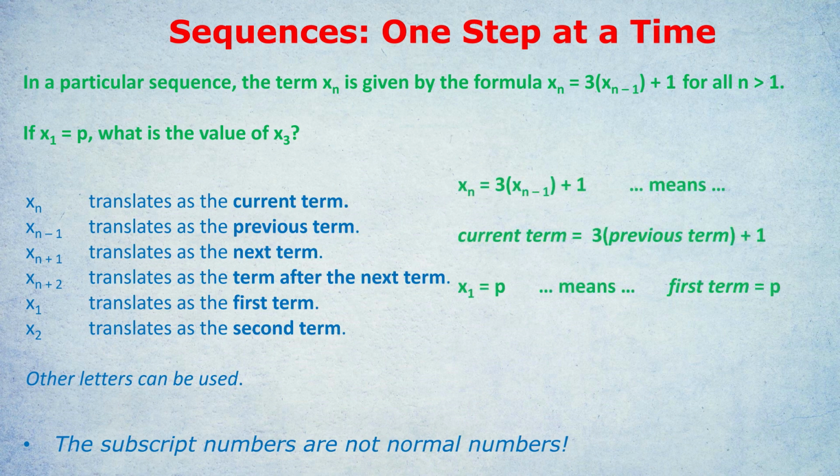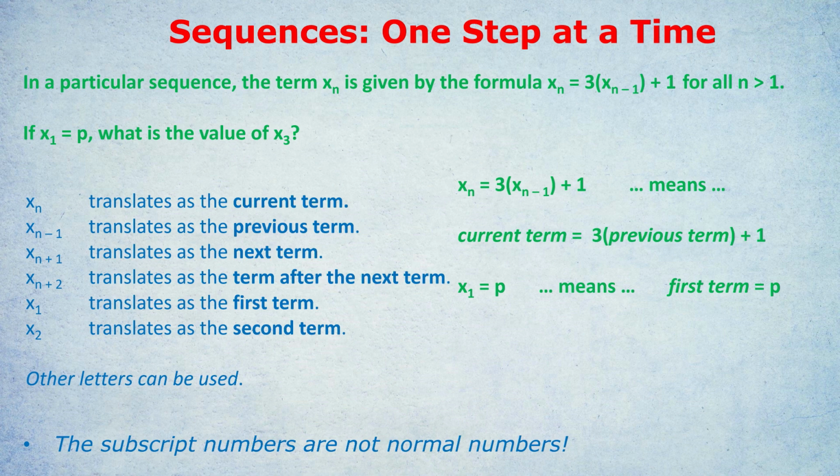Okay, so in that formula, xn equals 3xn minus 1 plus 1. That means, using the translations we've got on the left, the current term is 3 times the previous term plus 1. Wow, it suddenly looks so much easier. Remember that n minus 1 is not a normal minus 1. We're not taking away 1 from anything. That just translates the xn minus 1 as the previous term. The plus 1, because it's in normal size, does mean plus 1, so we leave it as plus 1.